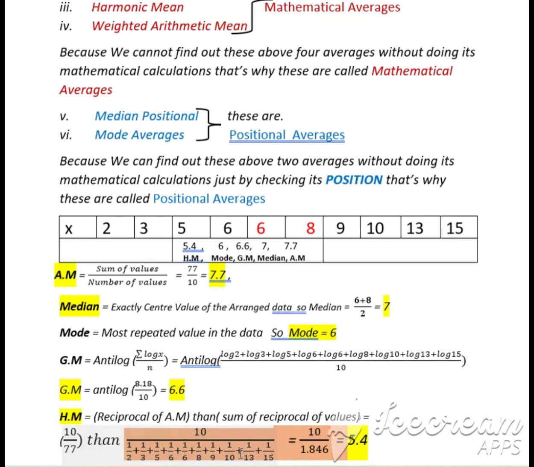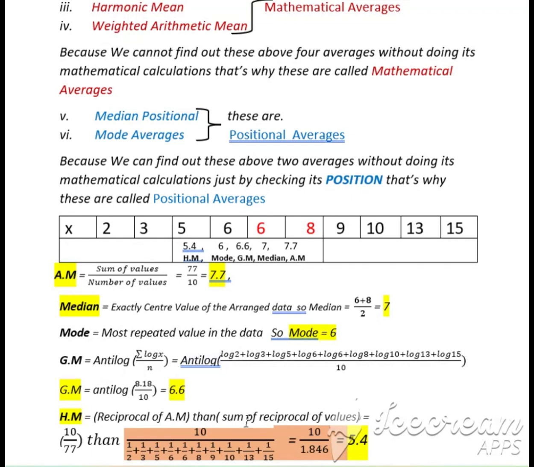These are the sum of the reciprocal values, which when you add up, you will get 1.846. That you can do with a calculator. Then divide 10 by this answer, and you will get 5.4. I will explain all these averages in detail.